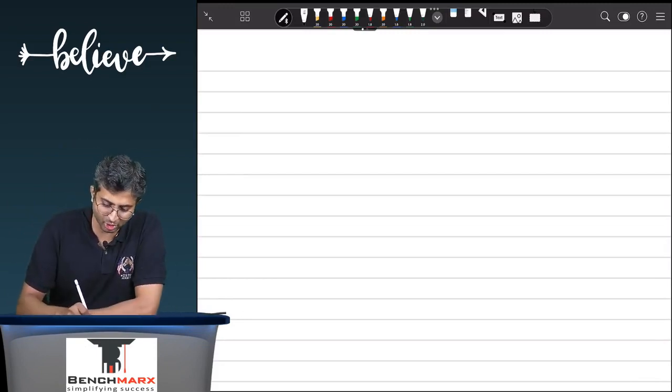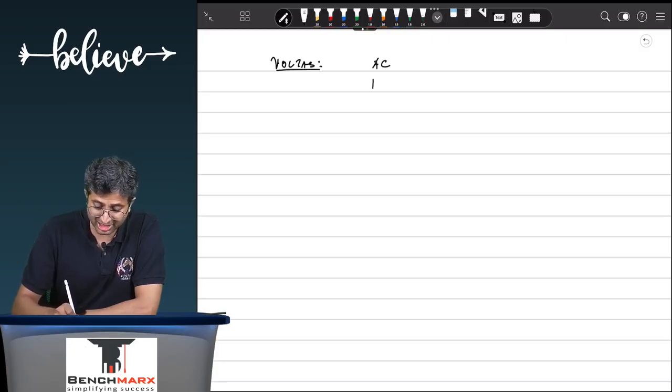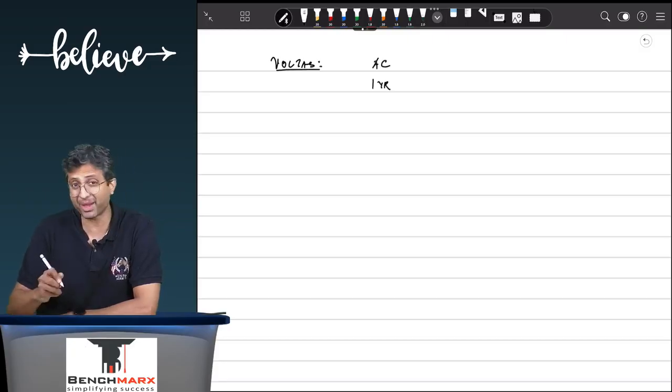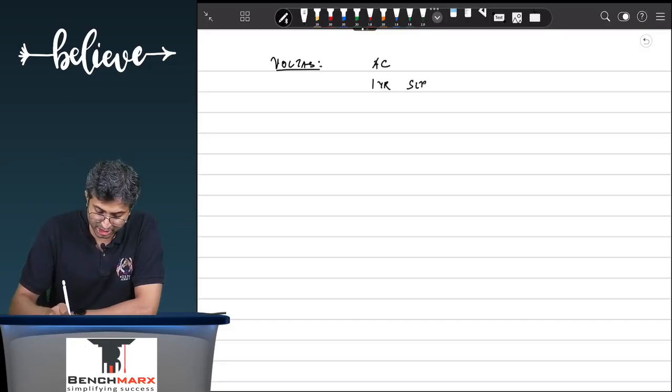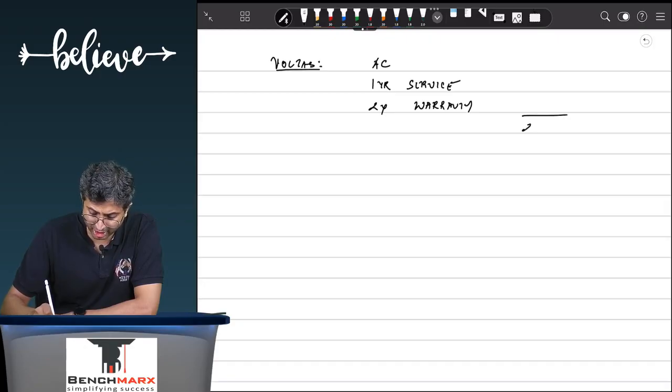For example, you are an AC company like Voltas, and Voltas is selling air conditioners. Along with that, it is giving you a 1 year apparently free service and a 2 year apparently free warranty. So when we look at the total consideration, Voltas says for everything together you have to pay me 20,000 rupees. It does not give you any bifurcation.